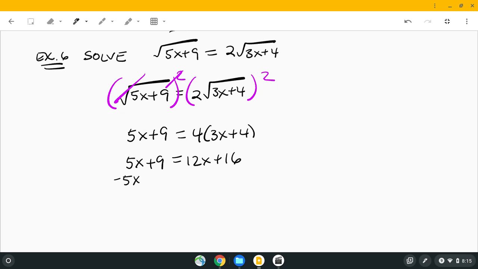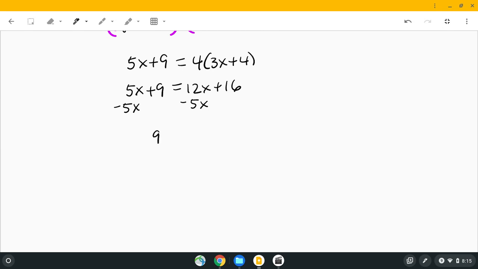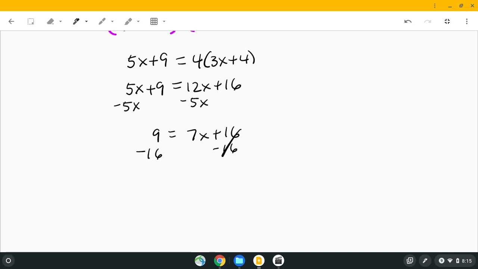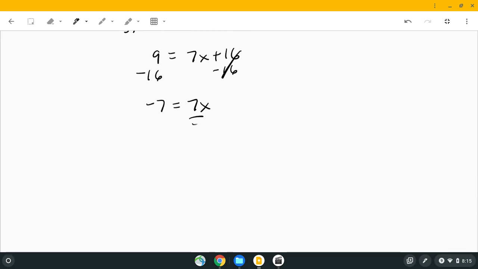I'll go ahead and subtract 5x. So I get 9 equals 7x plus 16. Subtract 16, and we get negative 9, I mean, negative 7. So negative 7 equals 7x. And then divide both sides by 7, and we get x equals negative 1.